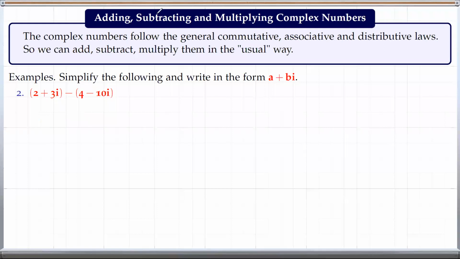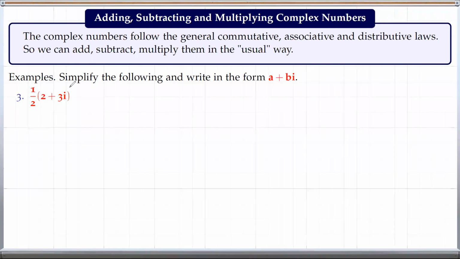Next, we want to look at the difference of these two complex numbers. We have 2 plus 3i minus 4 minus 10i. So first we want to write this as 2 plus 3i minus 4 plus 10i when we distribute that negative sign. Then we can combine the like terms. So 2 minus 4 is negative 2. 3i plus 10i is 13i. So this is the difference between these two complex numbers.